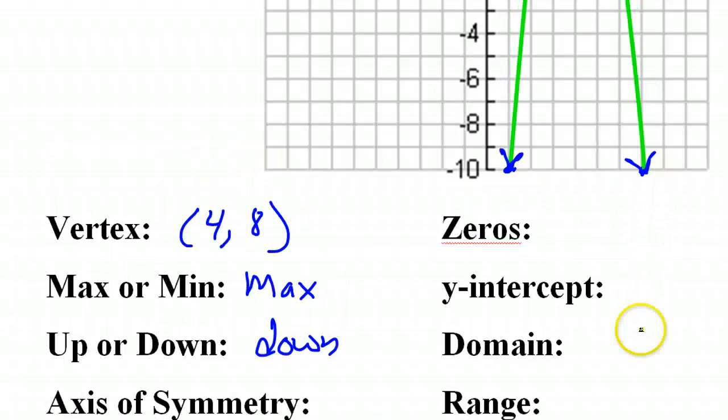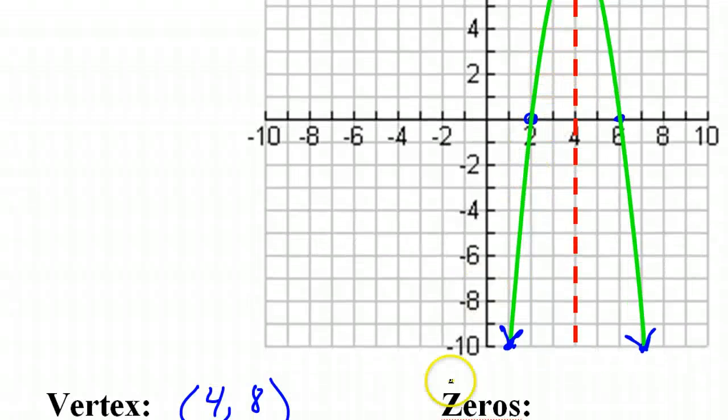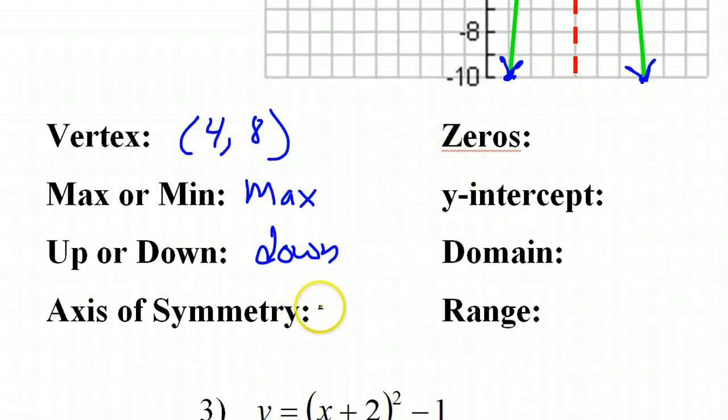And the axis of symmetry is going to be a vertical line right down the middle of this parabola. Okay, so here's your axis of symmetry, and the vertical lines are always x equals a number. So because this vertical line is at 4, then the axis of symmetry is x equals 4. Okay, so let's record that. X equals 4. Don't just put 4. It's got to be x equals 4.